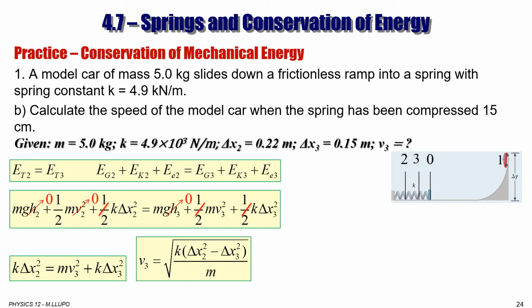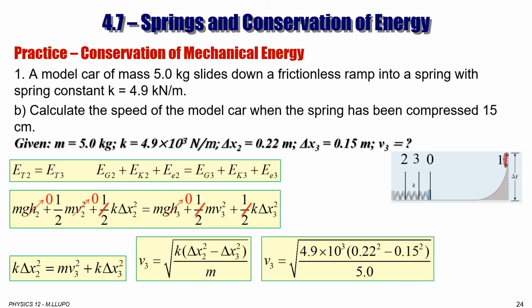Okay, so you have everything there, and you can plug in those numbers, and you can find v3 is equal to 5.04 meters per second.